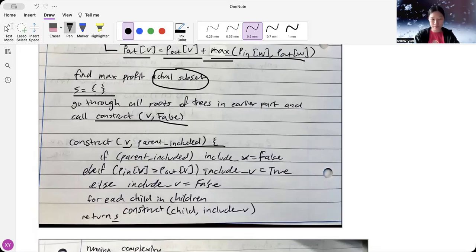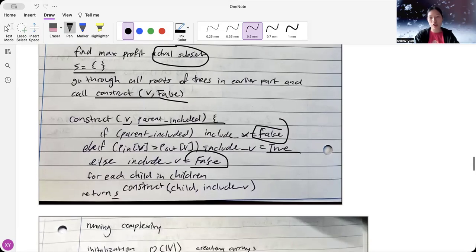Otherwise, in the case that my in was greater than out, then I'm going to make it true. Otherwise, in the case that out is greater than in, then I'm going to make it false. So basically, I'm going to make it false if the parent was already included, so I can't include the child, right? Or also in the case that the out is the maximum and is bigger than the in, then it makes sense that I just don't include it. So in those two cases, it would be false. Otherwise, it would be true.